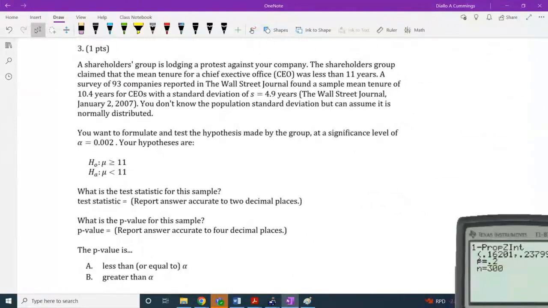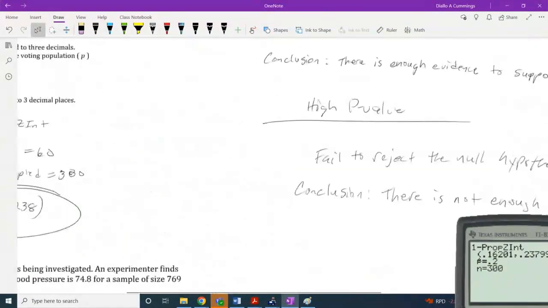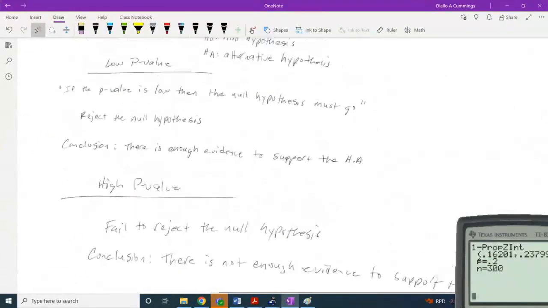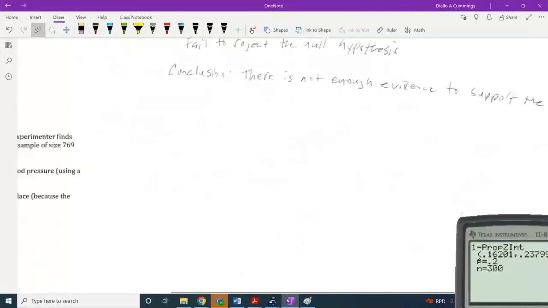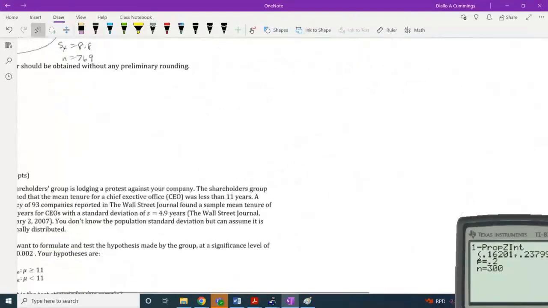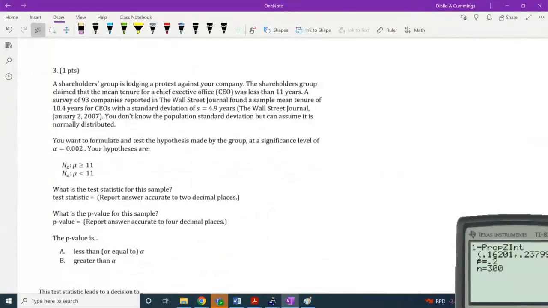So let's look at problem number 3. For 3, 4, and 5, we're going to use this set of criteria. We're going to compare the p-value and the significance level, and we're going to make a determination about the null hypothesis. When we're talking about the mean and when to use what.